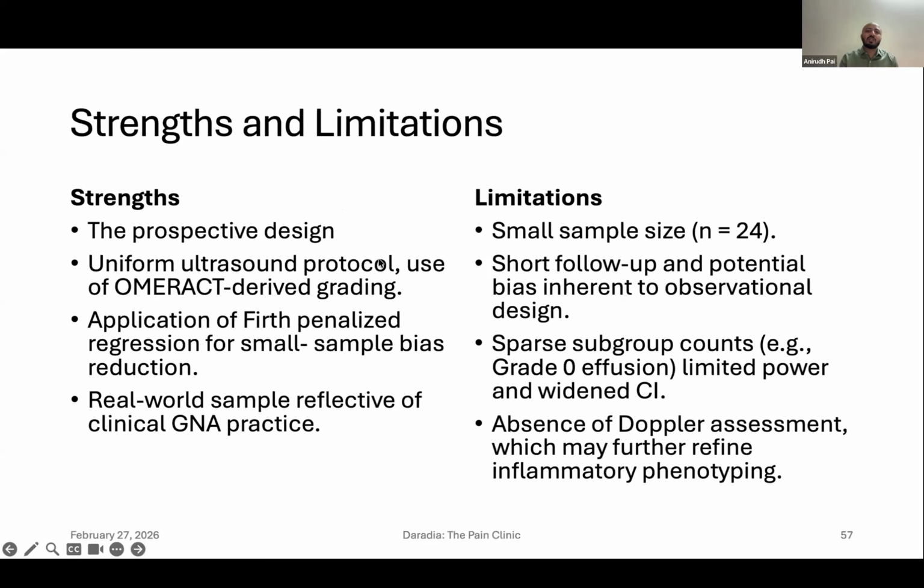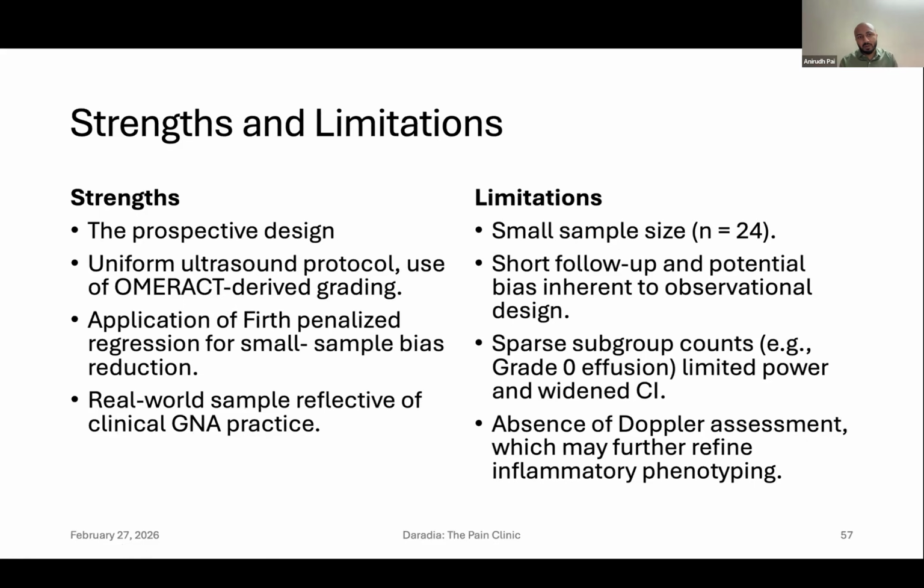What are the strengths and limitations of the study? The strengths are basically that this was a prospective design, a uniform ultrasound protocol was used, and OMERACT-derived grading. Fourth, penalized regression was used because of the small sample size, and it was a real-world sample reflective of clinical GNA practice. The limitations were that the sample size was small, there was a short follow-up period of 4 weeks, and absence of Doppler, which may further refine inflammatory phenotyping.